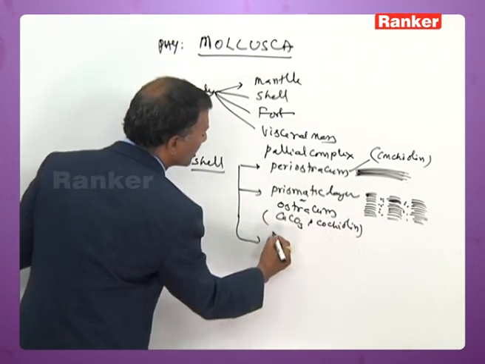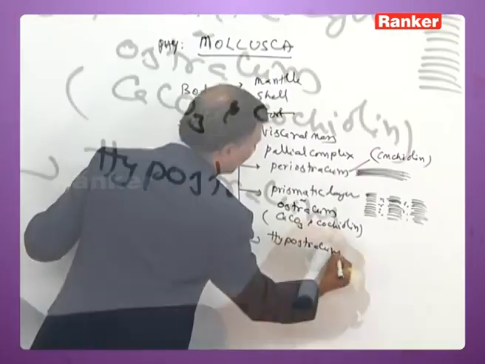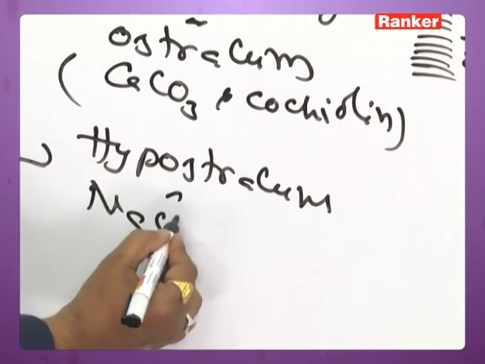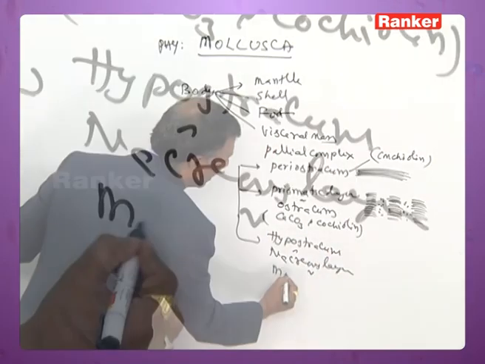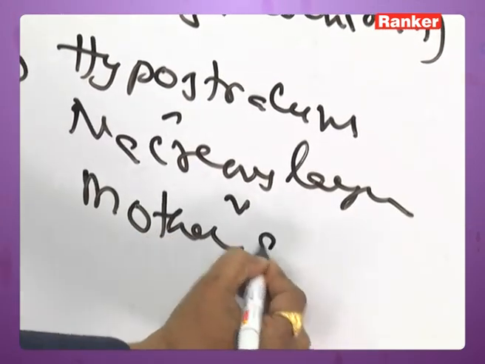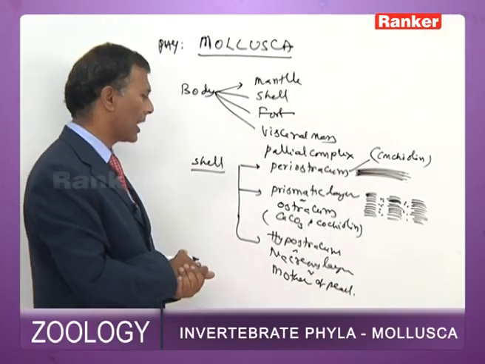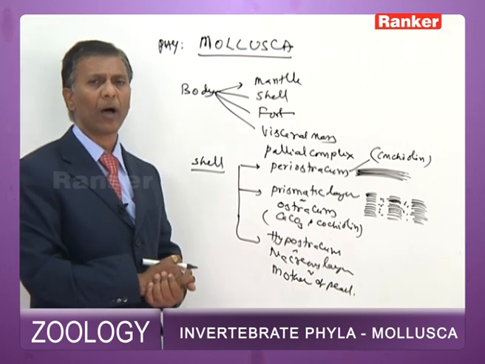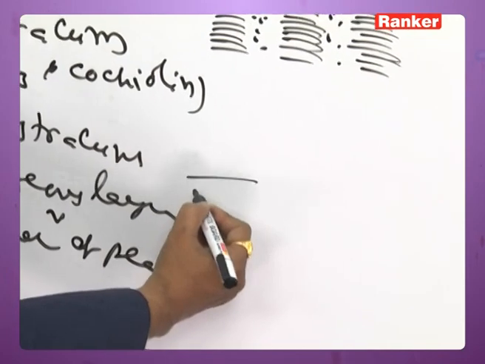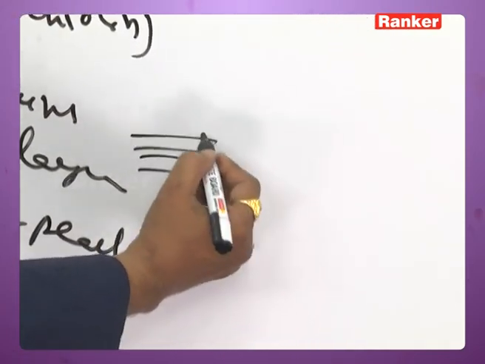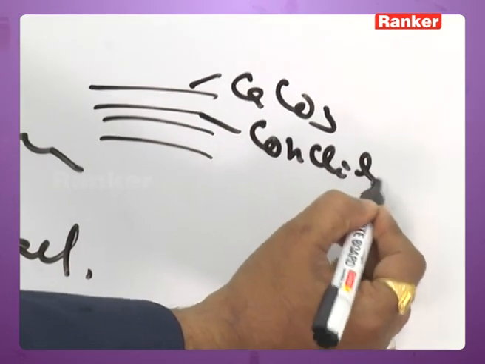Then the innermost layer of the shell is called hypostracum or nacreous layer or mother of pearl. Now this is mostly made up of conchiolin and CaCO3. CaCO3 and conchiolin layers are alternately arranged.